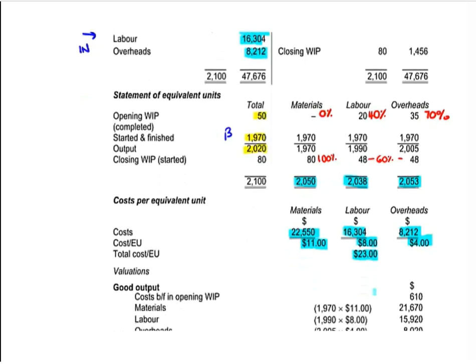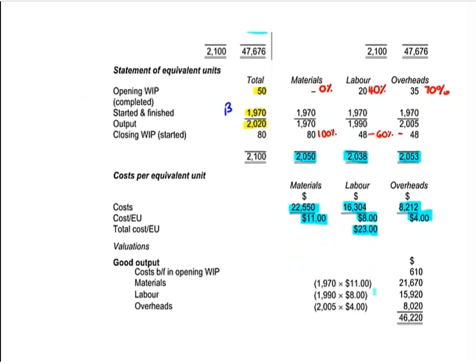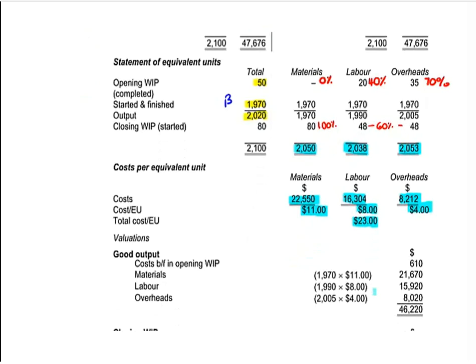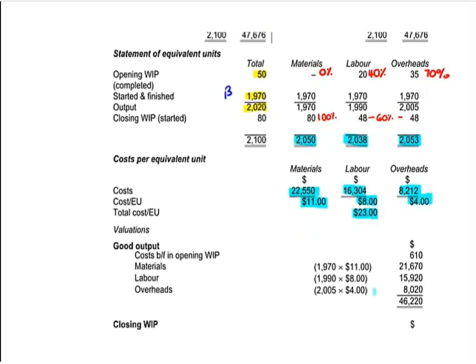When we do our valuations then, we're going to have for our good output the costs brought forward in opening work in progress, and then we're going to have our equivalent number of units multiplied by the cost per unit, and that's the equivalent number of units of output. So for materials, that's just going to be the units that were started and finished. But for labour and overheads, it will take into consideration the items that we had to finish from opening work in progress.